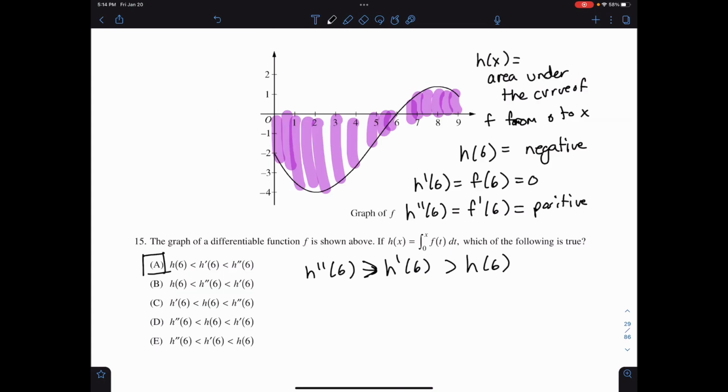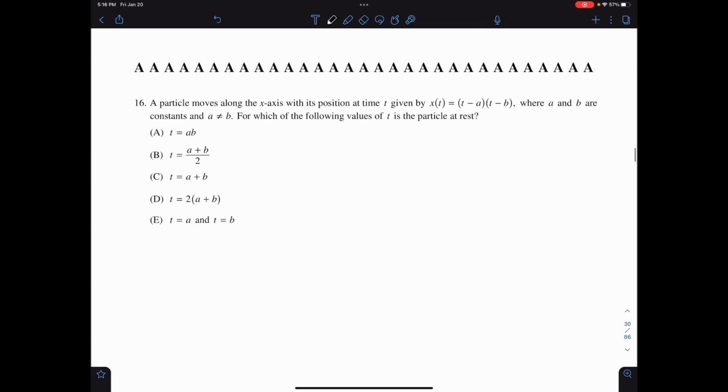Okay, let's move to the next problem. 16. A particle moves along the x-axis with its position at time t given by x of t equals (t minus a) times (t minus b), where a and b are constants and a does not equal b. For which of the following values of t is the particle at rest?